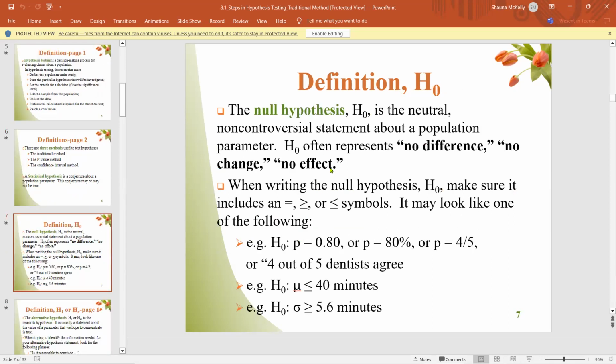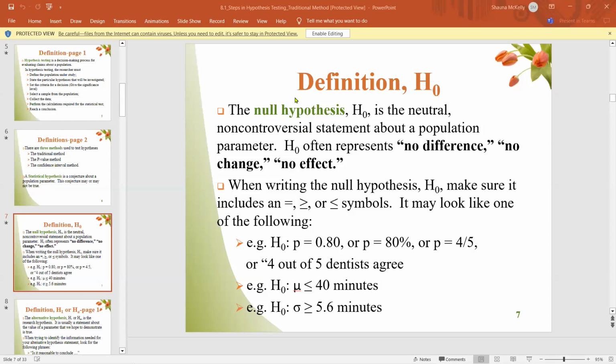So we have two kinds of hypotheses. This is your null. This is the definition. The null hypothesis, H sub 0, is the neutral, non-controversial statement about a population parameter. H0 often represents no difference, no change, or no effect. So this is something that we go into the research believing already. This is what we go into the research thinking.